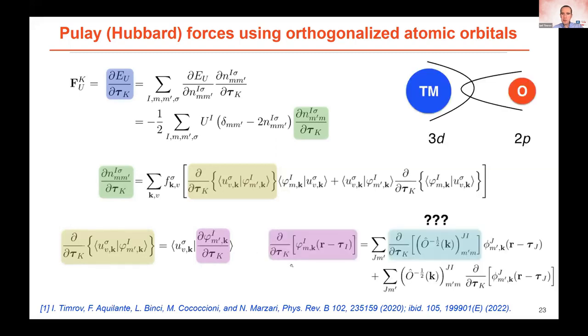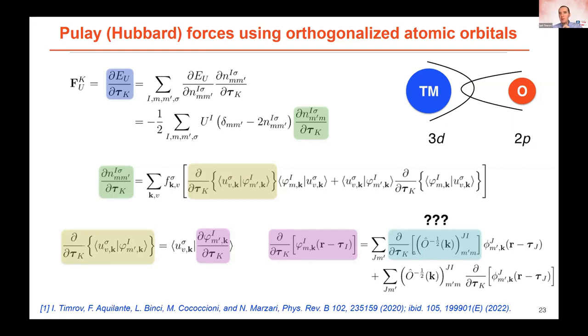And that object finally can be expressed as the sum of two terms. The first one is the derivative of the overlap matrix O to the power minus 1/2. And the second term is trivial. It's just the derivative of the block sum of the localized orbitals. So the main issue here is how to compute this object, the derivative of the overlap matrix to the power minus 1/2 with respect to displacement.